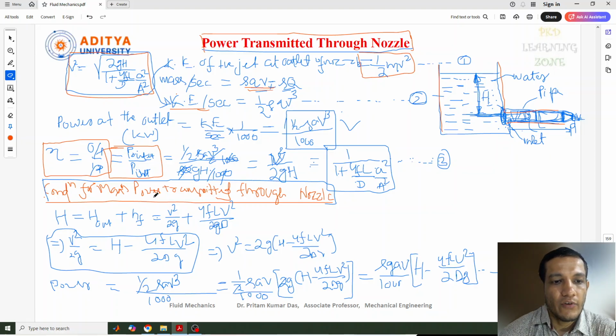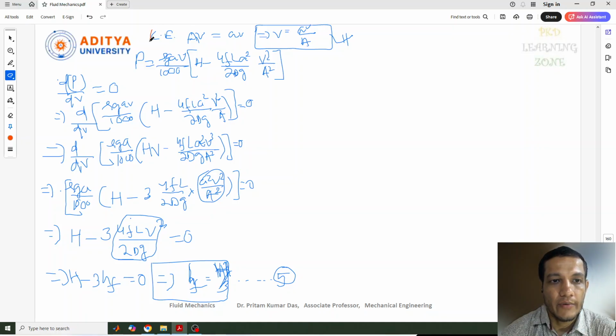Now the condition for maximum power transmitted from the nozzle: H is the head at the inlet condition, and this is the outlet condition. The energy supplied to the pipe at the inlet is equal to the energy coming out at the outlet plus the losses of energy when the fluid flows through the pipe. From there we solved it, and by using the continuity equation we put in the value of velocity, and finally we got HF equal to H by 3.